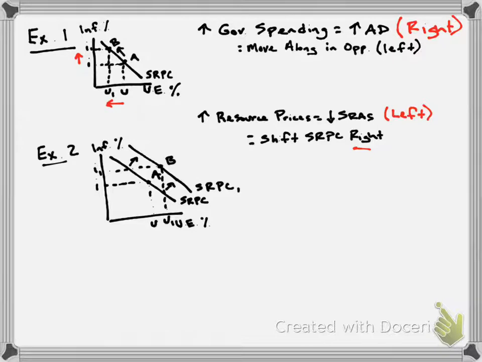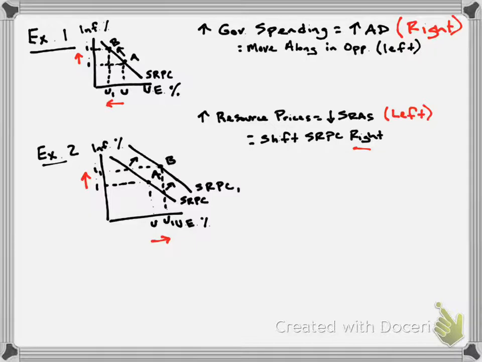And you can see that our point moves diagonal with our shift in the SRPC. And so then that illustrates to us that because of the increase in resource prices, we can expect to see an increase in inflation and an increase in unemployment. Okay?